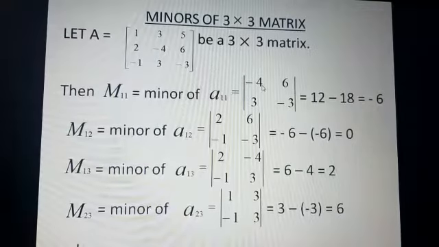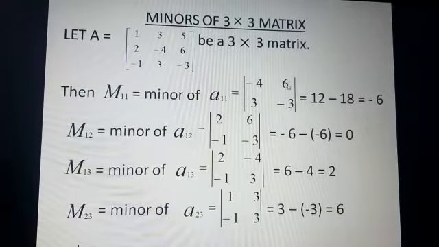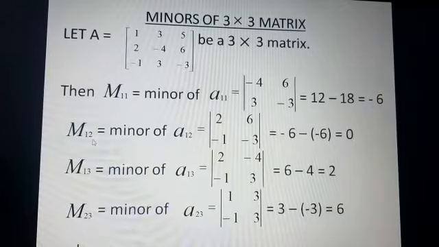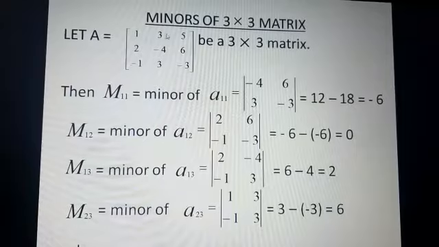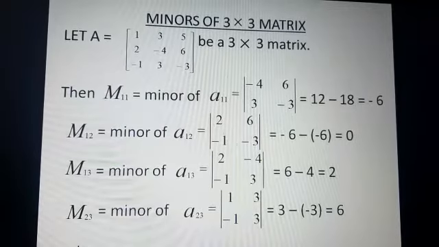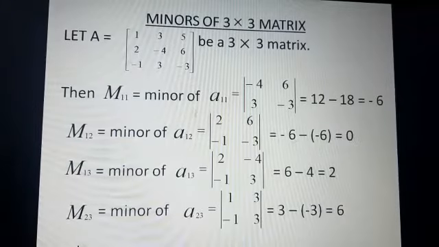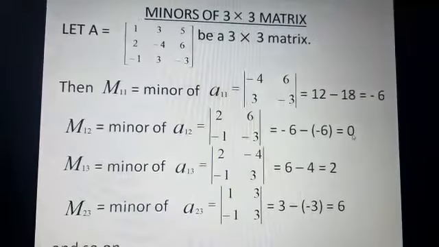It is very easy; we have already learned how to solve a determinant. Minus 4 into minus 3 is 12, then minus 3 into 6 is 18. So it is minus 6. Similarly, M12 is the minor of the second element A12. I will leave the first row and second column, so what is left is the determinant with 2, minus 1, 6, minus 3. So it is minus 6 minus minus 6, that is 0. So M12 is 0.